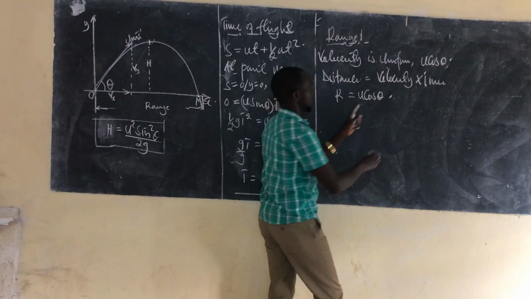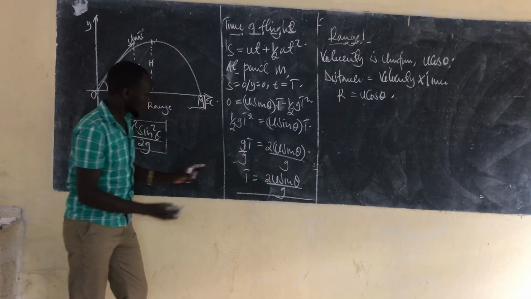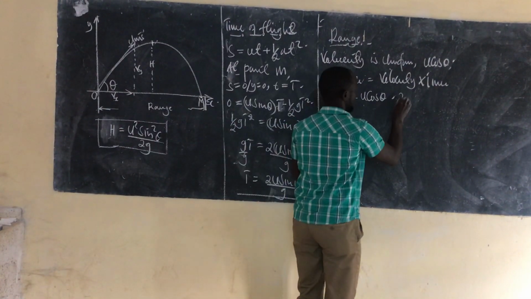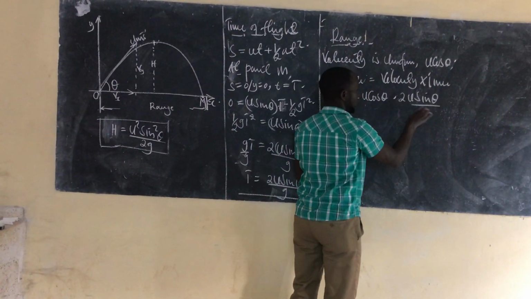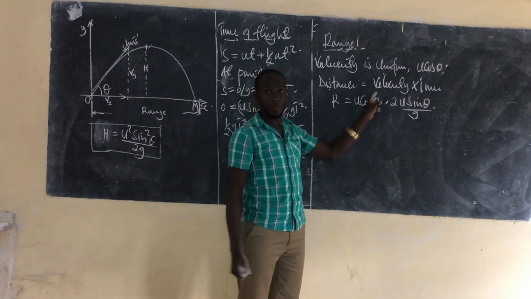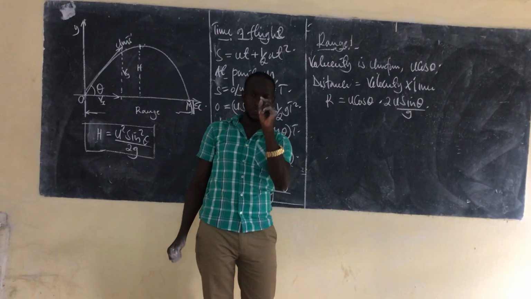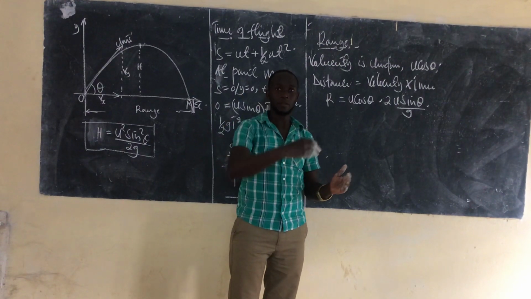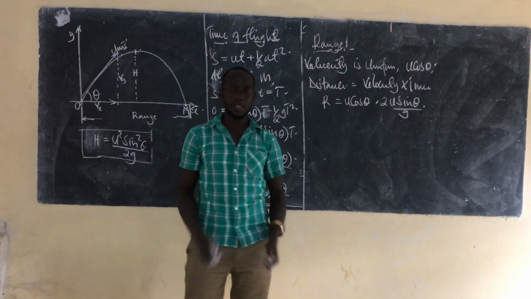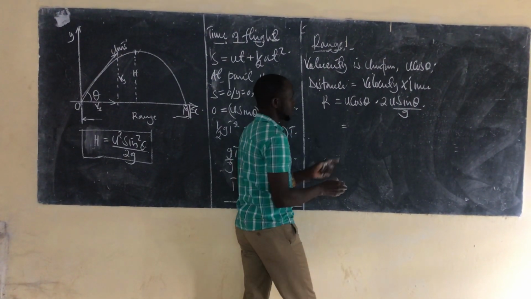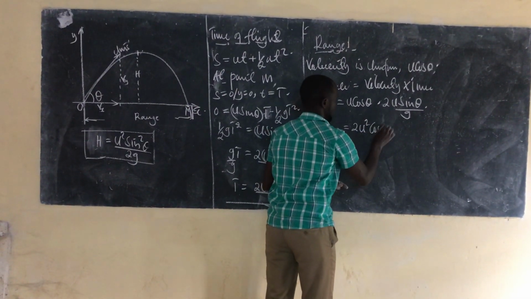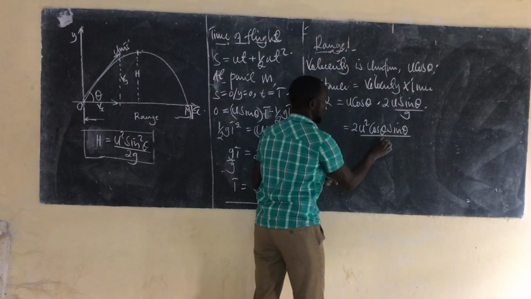So you multiply by the time of flight, which is 2u sine theta over g. I repeat, we use time of flight wherever we are substituting for range. Reason: range is the total distance that this particle covers from the point of projection to the final place where it rests. When you look at this, it becomes 2u squared cos theta sine theta over g.